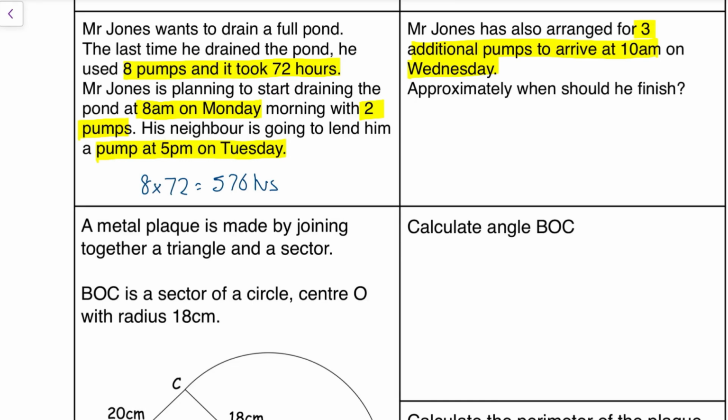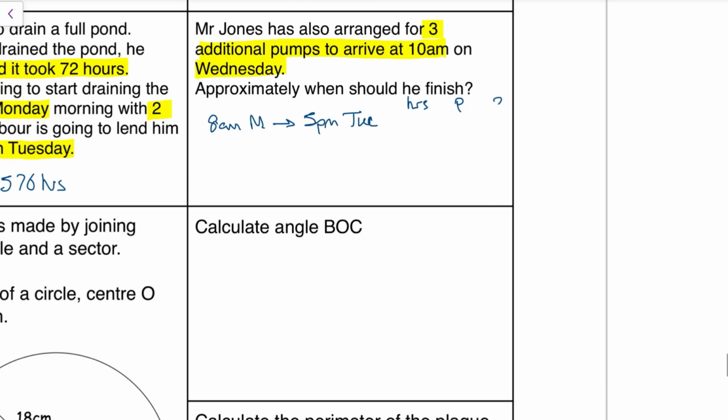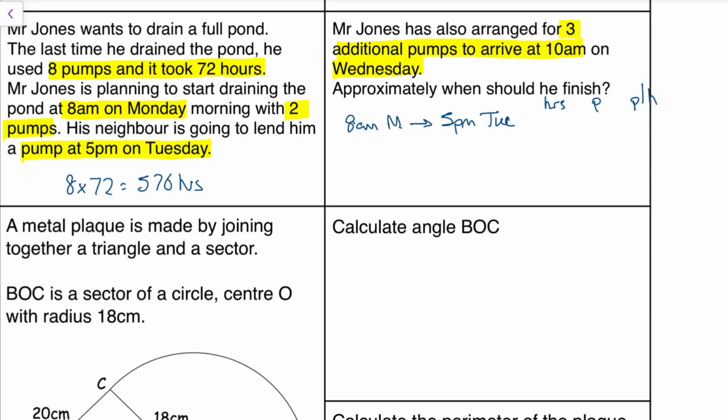Then I've got 3 slots, haven't I? So initially, from 8 a.m. Monday, so I'm going to write this down. 8 a.m. Monday to 5 p.m. Tuesday. So I need to know how many hours that is, and I need to know how many pumps he's got. And then we're going to do pump hours, which is my completely made up thing. 8 a.m. Monday to 5 p.m. Tuesday is 24 hours plus the hours between 8 and 5. So that's going to be 4 plus 5, which is 9. So that's going to give me 33 hours.